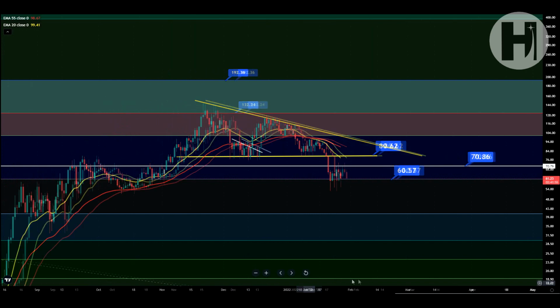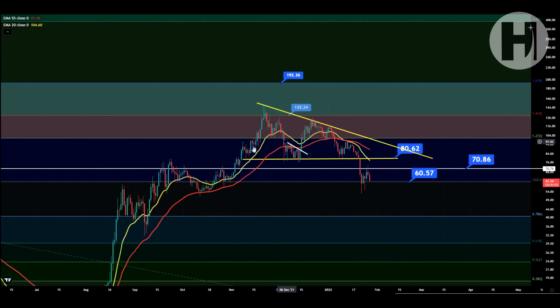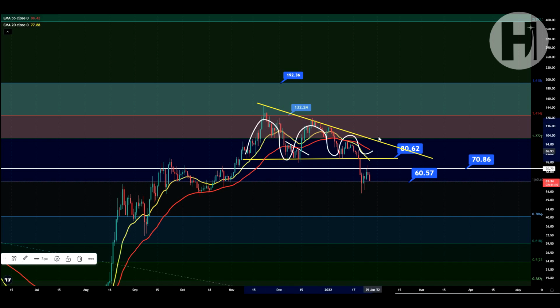So essentially what happened here is we were in a descending triangle over here. Let me show you. So you're printing lows over here on the exact same level, but the highs are lower each time, right? So this is a descending triangle and it's a bearish reversal pattern. So most of the times you break to the downside out of this pattern, and that's exactly what happened here.